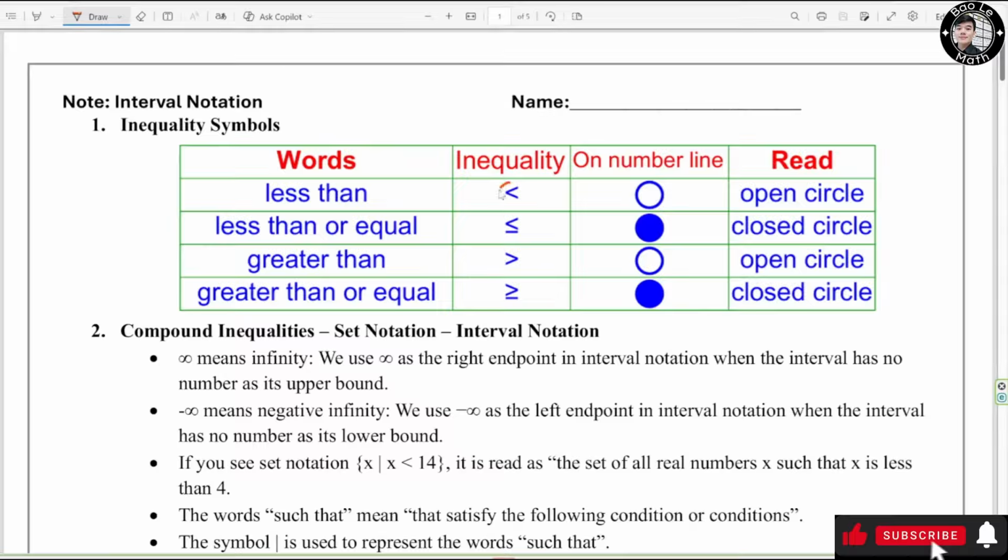Now if we have this symbol, which means less than, on the number line we're going to use an open circle. Less than or equal to, we're going to use this symbol. On the number line we're going to use the closed circle. Greater than, we're going to use this symbol. On the number line we're going to use an open circle. And greater than or equal to, we're going to use this symbol. On the number line we're going to use the closed circle, so keep that in mind.